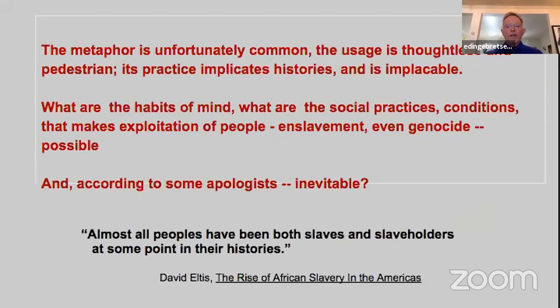So the ongoing questions that I have through this and the sequence that follows are: what are the habits of mind? What are the social policies and conditions that make exploitation of persons, enslavement, even genocide possible? And according to some apologists, inevitable. David Eltis, who is the editor of the Transatlantic Slave Trade Database, says almost all peoples have been slaves and slaveholders at some point in their histories.